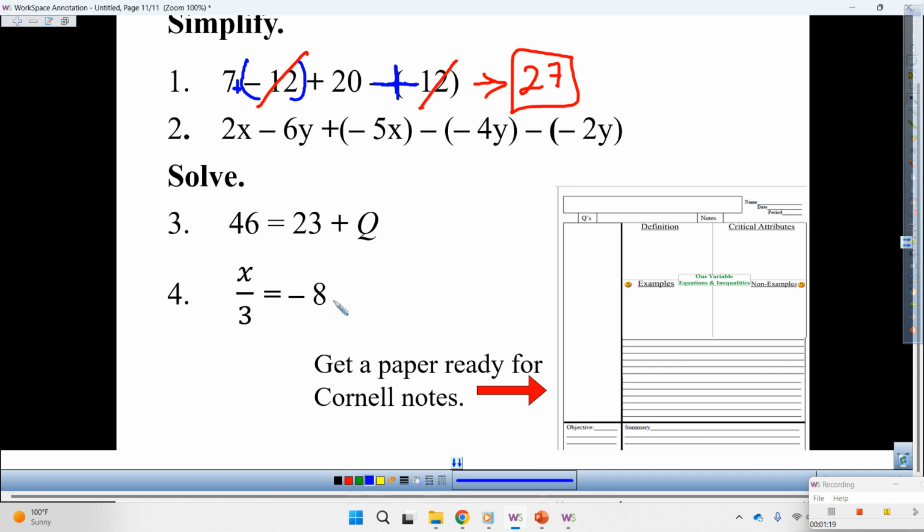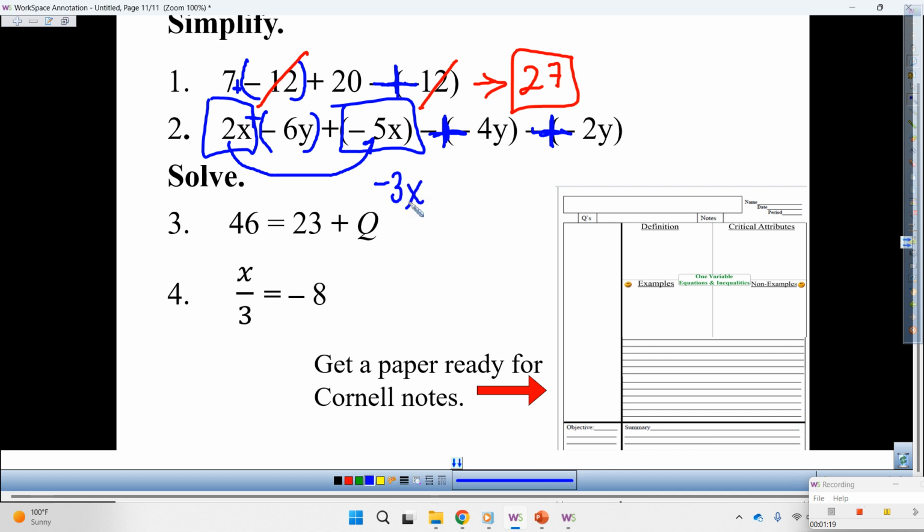Let's do the same for number 2. Group. Put a little plus sign right there. This one turns into a positive, and this one turns into a positive. All right. Let's combine like terms. Start with x. We got 2 positive x's and 5 negatives. So can these 2 cancel 2 of the negatives? Yes, that leaves us with negative 3x.